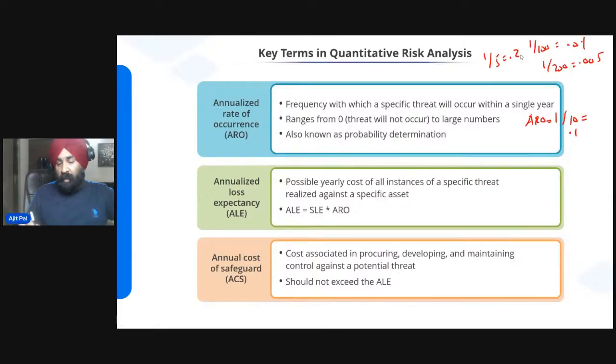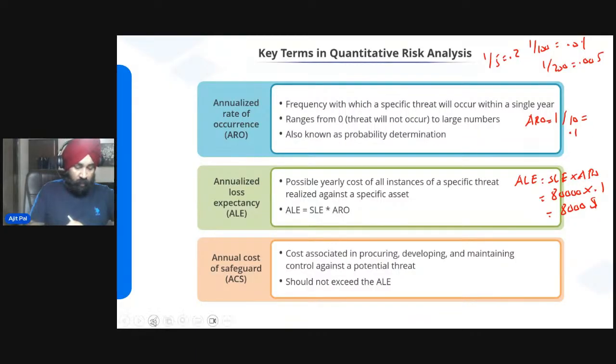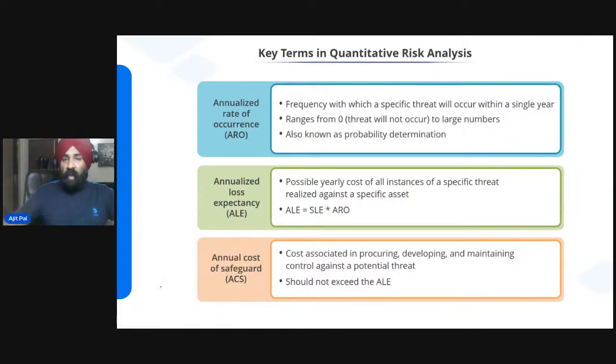Then comes ALE. ALE is yearly cost. So it is the product of SLE into ARO. What is SLE? We have calculated $80,000 into 0.1. So the yearly cost is $8,000. So this is how you calculate the values in quantitative risk analysis. Park your 6 point for now. I will cover that in another 5 minutes. So this is how you can calculate the quantitative risk analysis.